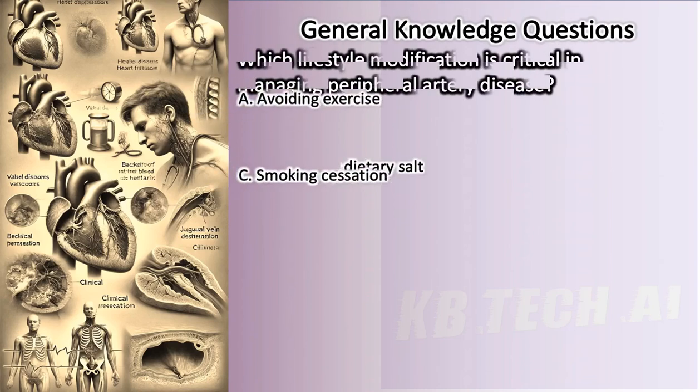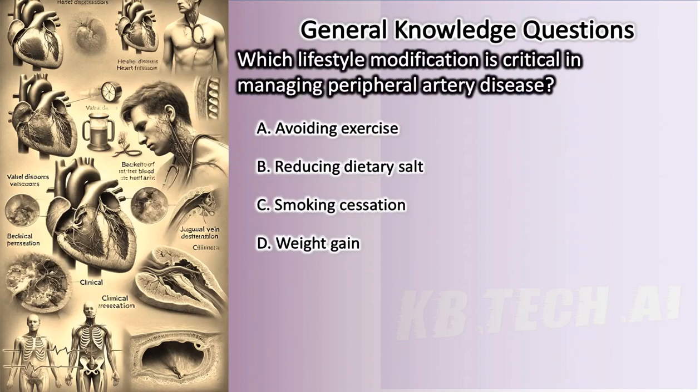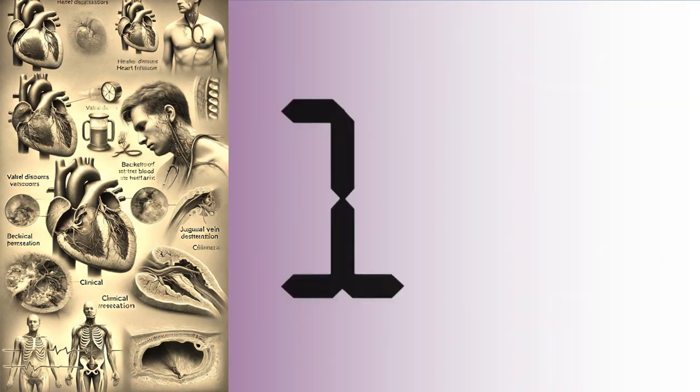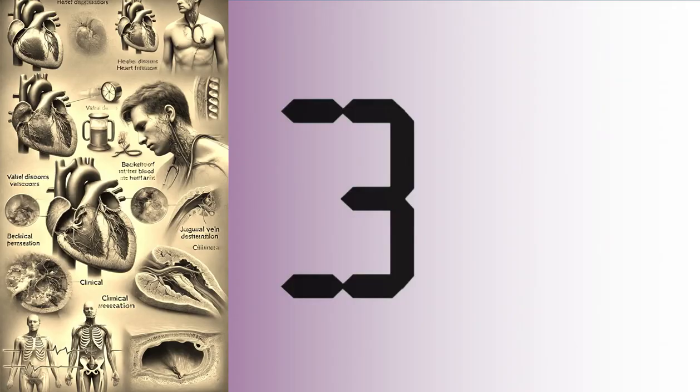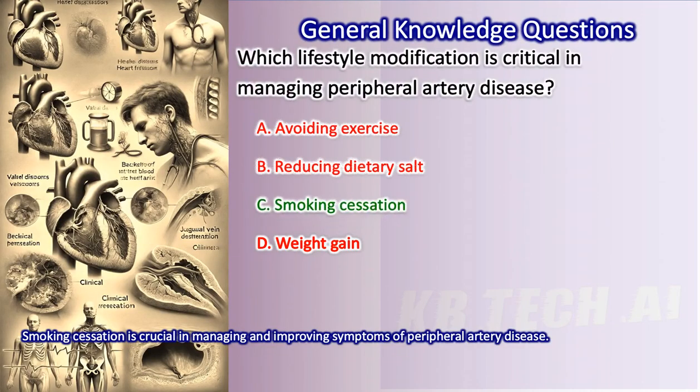Which lifestyle modification is critical in managing peripheral artery disease? Option 1. Avoiding exercise. Option 2. Reducing dietary salt. Option 3. Smoking cessation. Option 4. Weight gain. The answer is option 3.